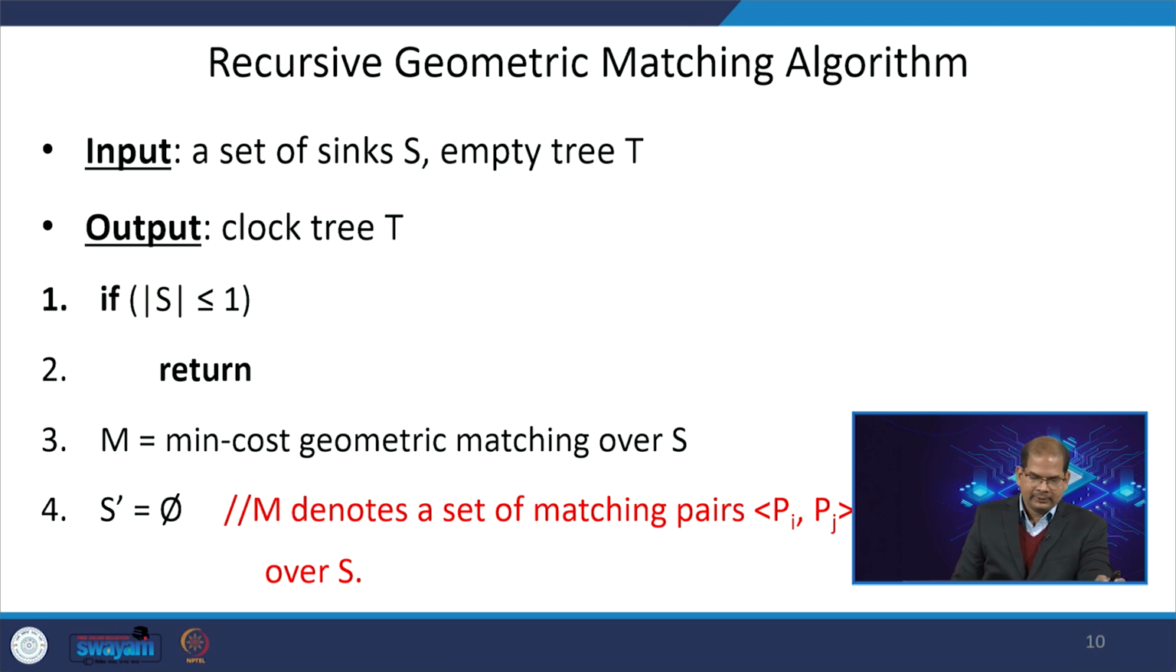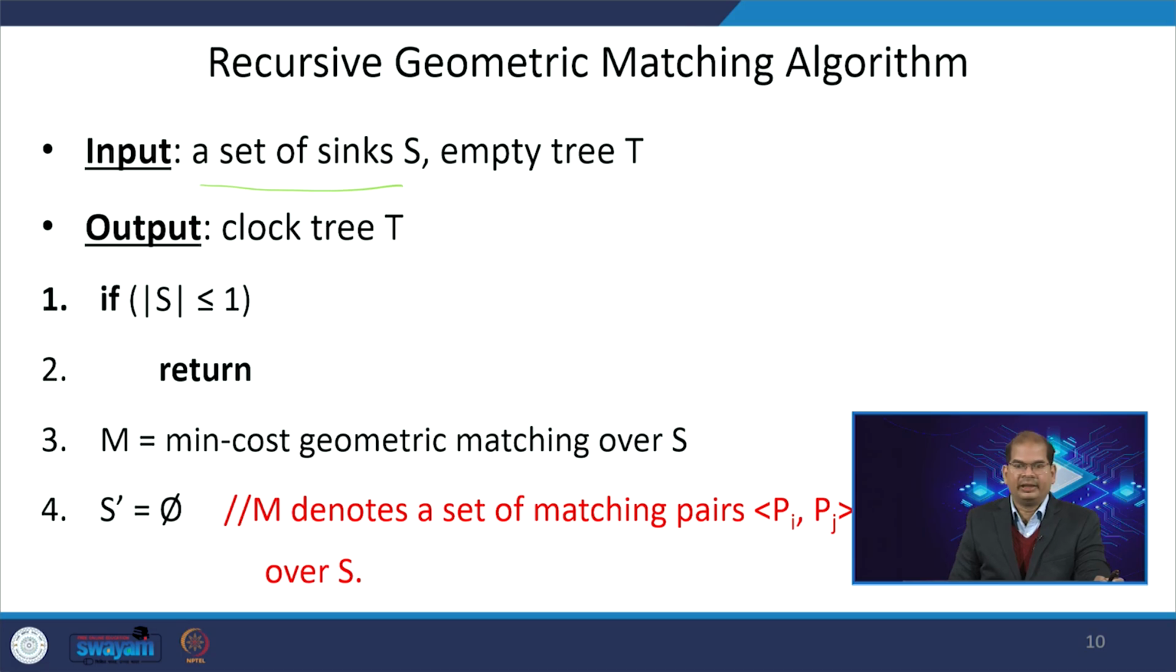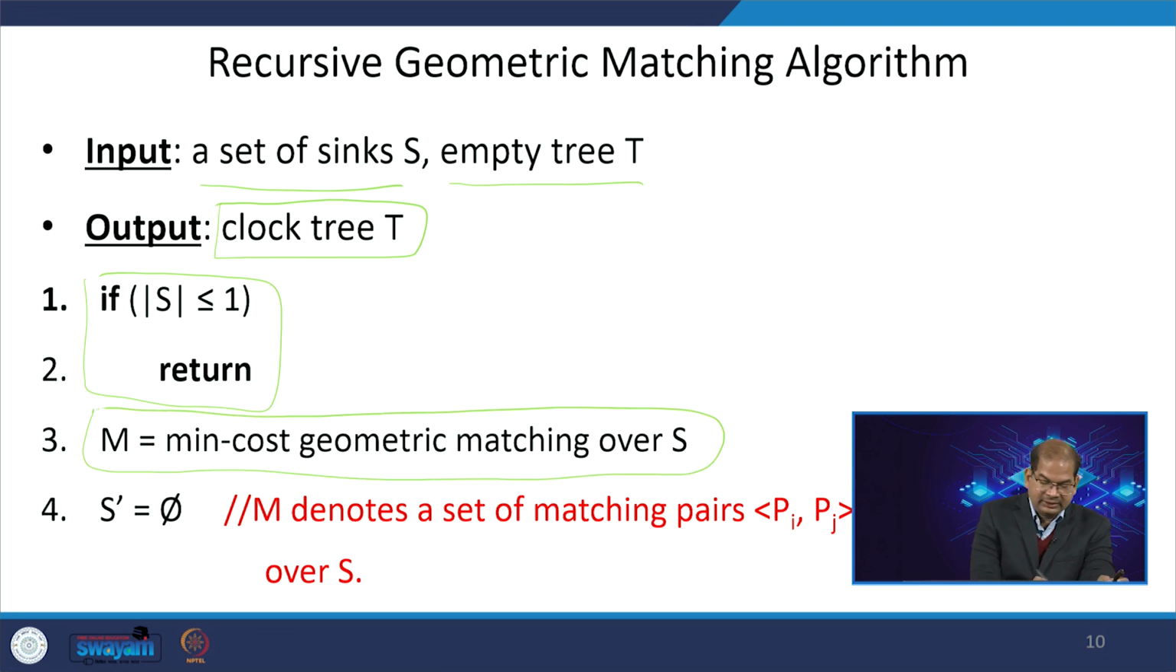So, if you can see here, what is the input to the algorithm? Like the previous algorithm, the MMM algorithm, we have the same inputs and similar outputs. We have a set of sink nodes S and an empty tree T, and the output is basically the sink nodes with the clock tree synthesized. The first one is obvious, whenever the size of S is less than 1, then there is nothing to route, then we complete the algorithm. So, what I am doing here is that I am finding M, a minimum cost geometric matching over S.